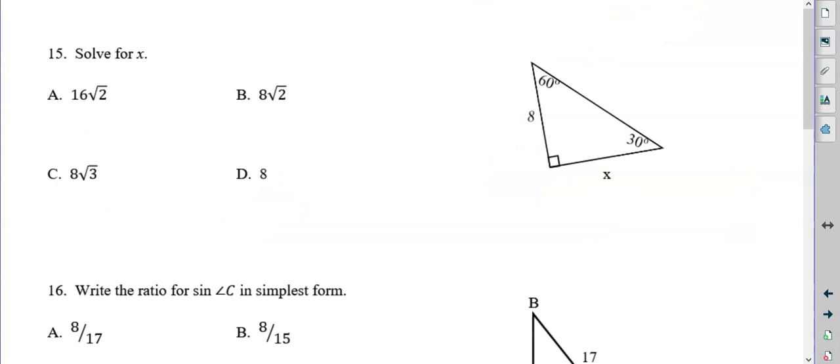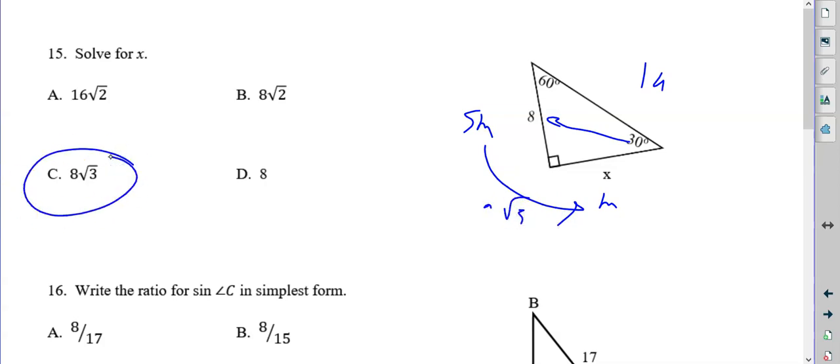Solve for x. Again, this is the 30, so this is my small. This is my medium, and this is my large. If I'm going from small to medium, I multiply again by radical 3. Now, if my x was here, let's say I was doing that, I would still go to my small first and then multiply by 2 and get 16 radical 3. Not 16 radical 2, 16 radical 3.